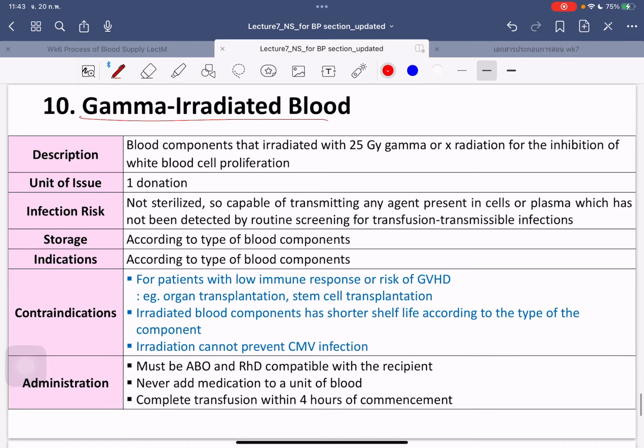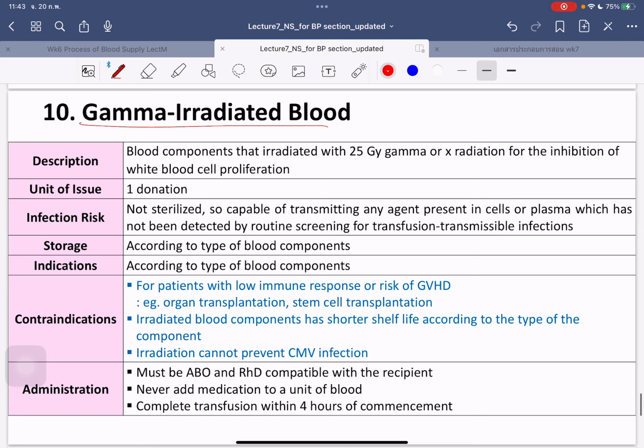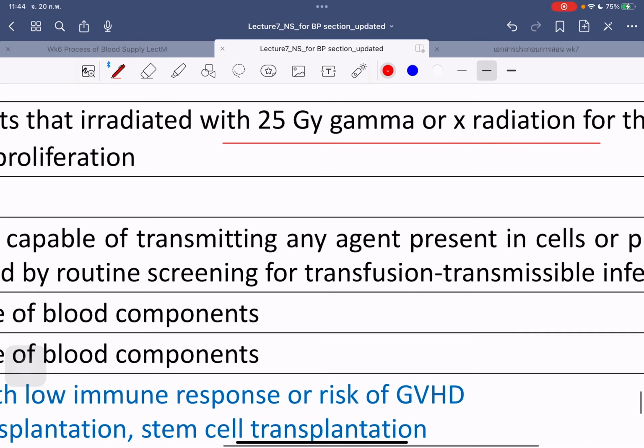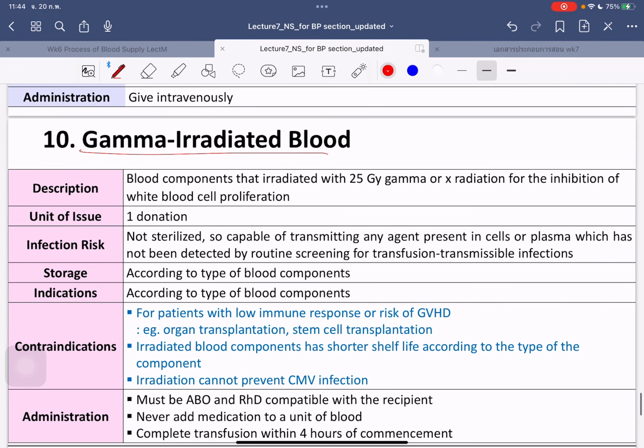About the last one, it is gamma irradiated blood. All the blood components that I told you about, packed red cells, whole blood, LPRC, still have white blood cells. But in some patients, such as immunocompromised patients, organ transplantation, or stem cell transplantation, the thing they have to consider is graft-versus-host disease that is driven by T cells.